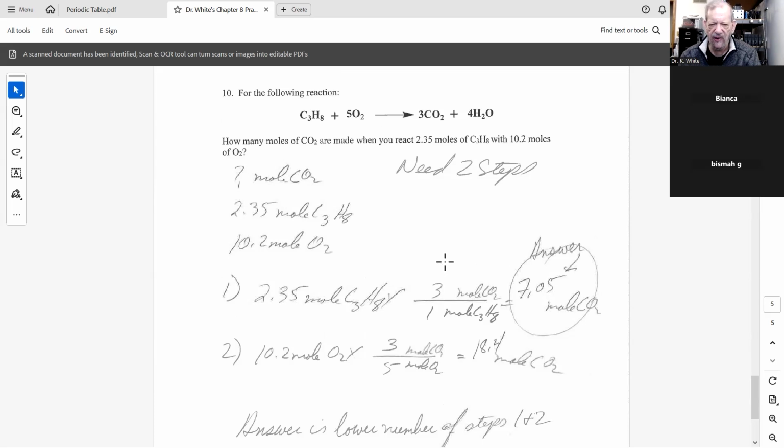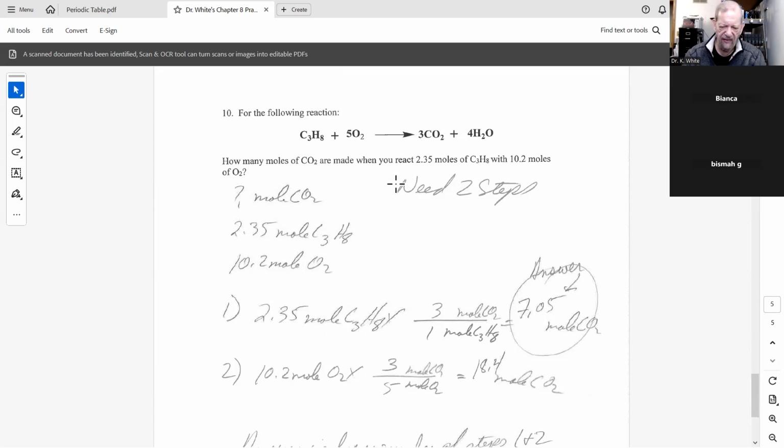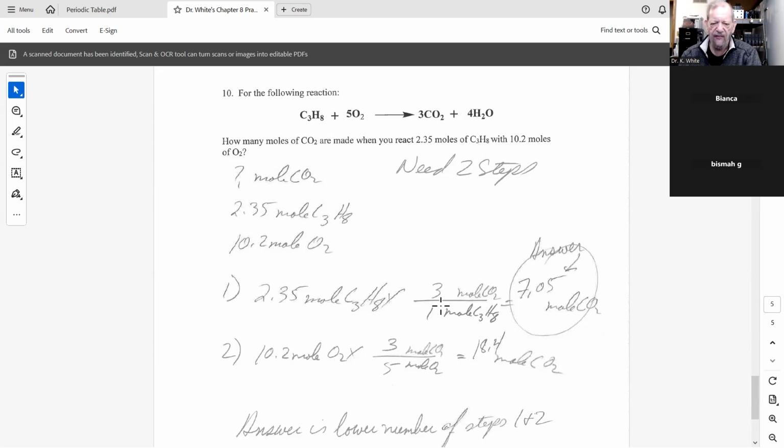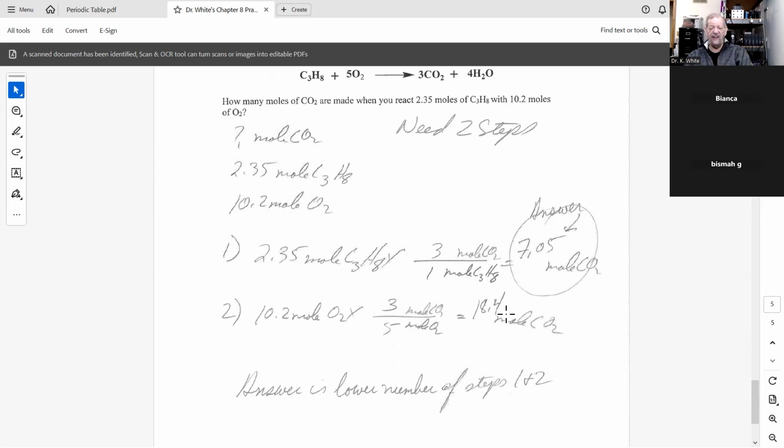Where do I get these numbers? From the balanced chemical equation. For every 1 mole of C3H8, when there's no number, the coefficient is 1, I make 3 moles of CO2. These are exact numbers. Do the math: moles C3H8 divided by moles C3H8 cancel out, and I'm left with moles of CO2, and the answer is 7.05 for that first calculation.